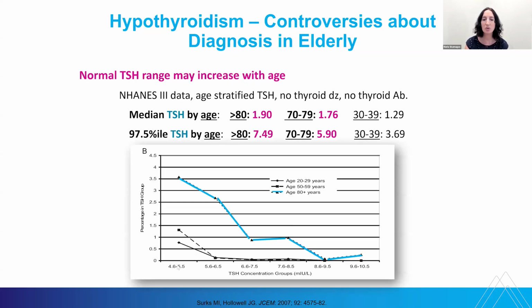And this graph shows you in the TSH range of 4.6 to 5.5, about 3.6% of individuals over 80 fell into that range. If you look at TSH of about 6.6 to 7.5, 1%, 7.6 to 8.5, 1%, and then less than 0.5% in the 9.6 to 10.5. So you can see that in these individuals, as they advance in age, it seems that the TSH reference range might actually be shifting towards the higher range.